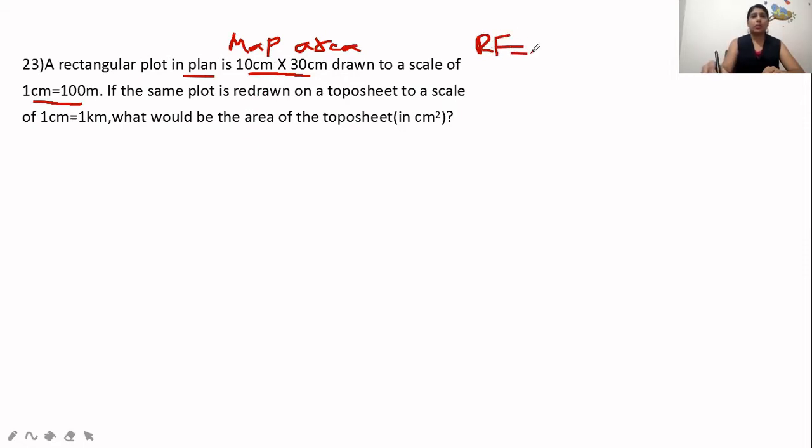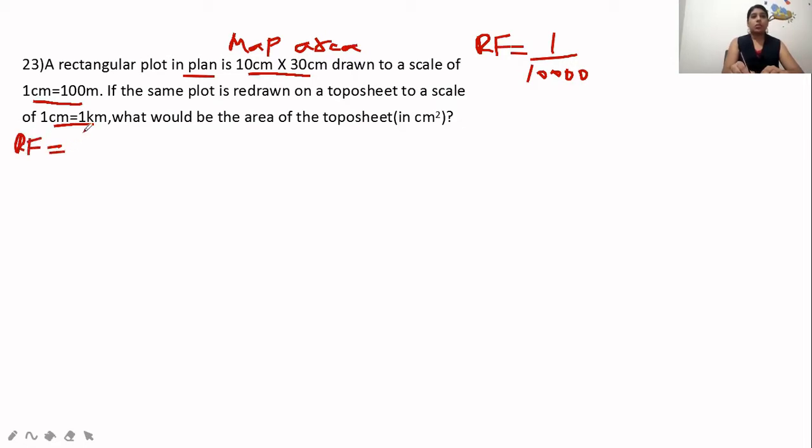1 centimeter is equal to 100 meters means 1 by 100, and you have to make it also into meter. So 1 by 10,000 is the RF here. If the same plot is redrawn on a topo sheet to a scale of 1 centimeter is equal to 1 kilometer, in this case, what will be the RF?